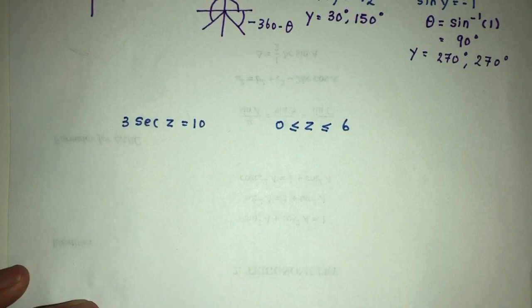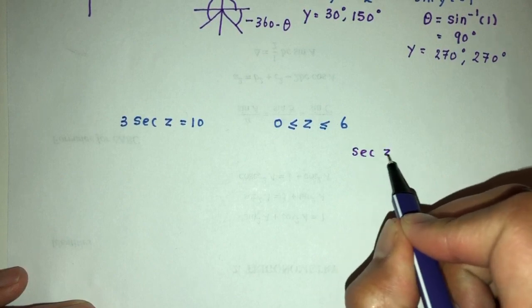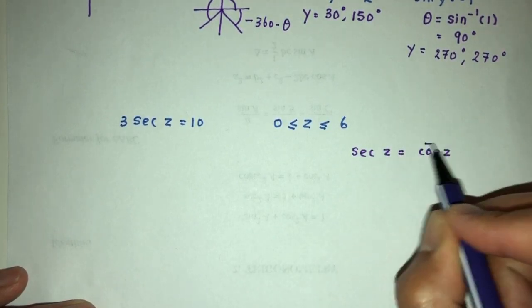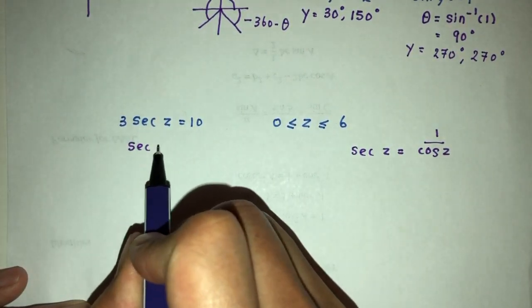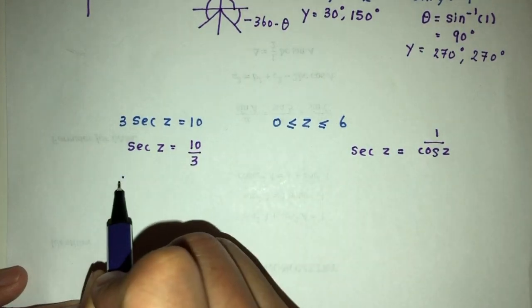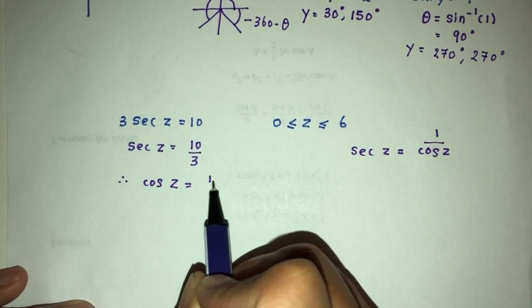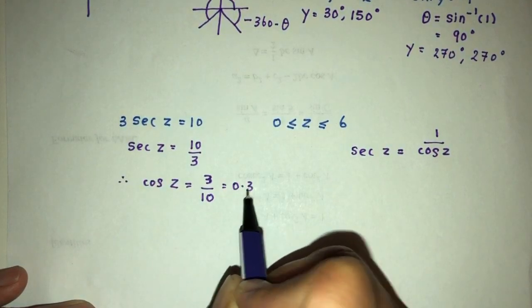So one by one, because it is hard to work with sec, we have to know that sec z can be 1 over cos z. So you will have sec z equal to 10 divided by 3. So finally cos z will be 3 over 10, which will be 0.3.